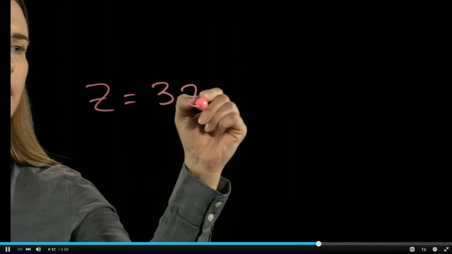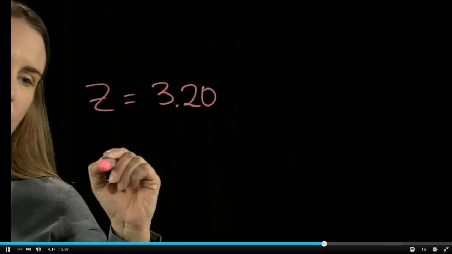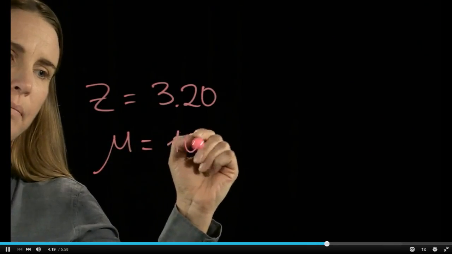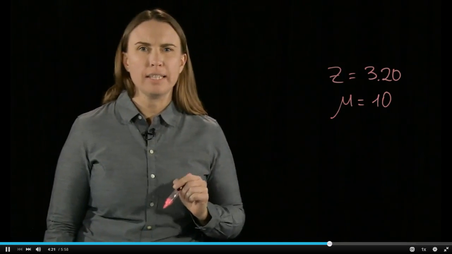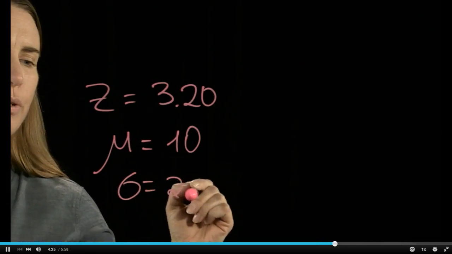Let's look at how we would solve this problem. In our situation, we have a z-score, which can be found from the standard normal distribution chart, of 3.2. Z is equal to 3.20. Our mean was 10, so mu is equal to 10. And our standard deviation is 2.3, so sigma is equal to 2.3.